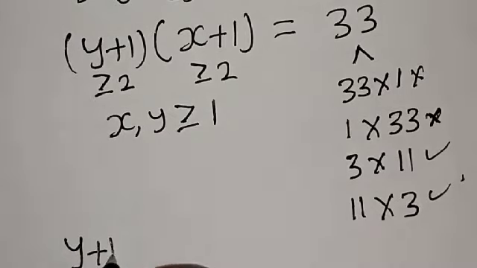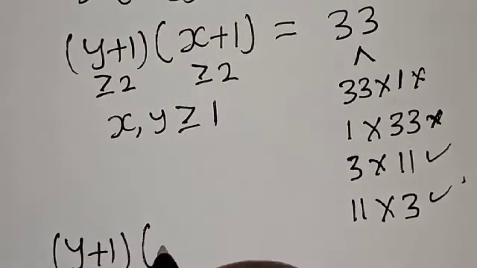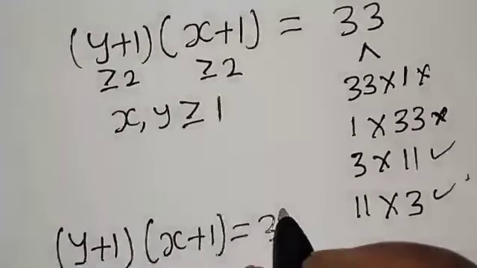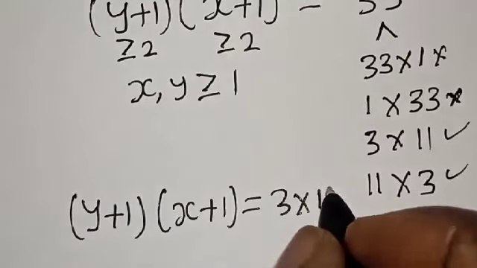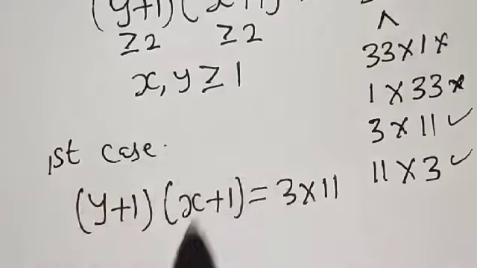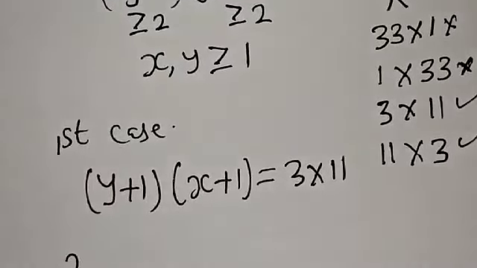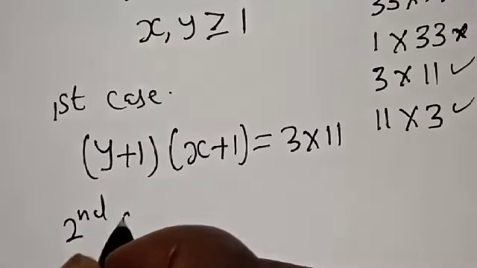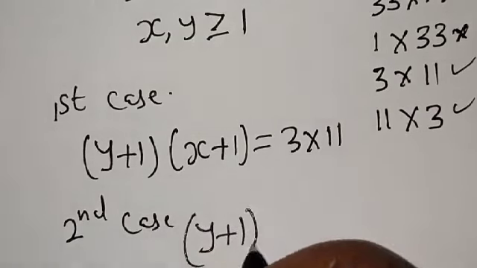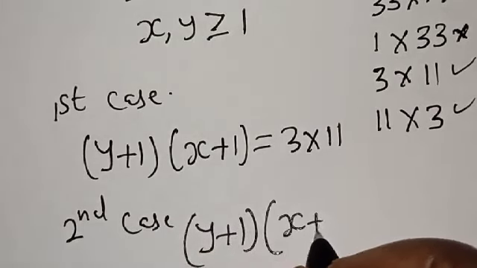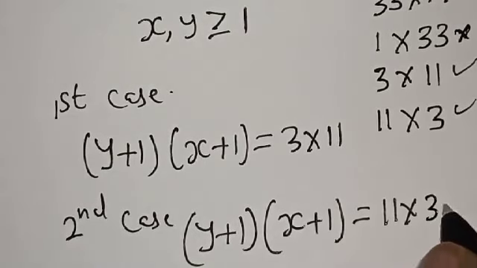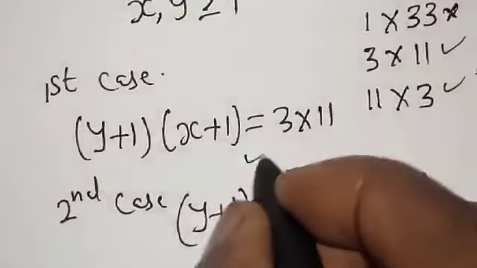Therefore, we have two cases here. Y plus 1 into x plus 1 is equal to 3 multiplied by 11. Let's call this the first case. Then in the second case, we have y plus 1 multiplied by x plus 1 is equal to 11 multiplied by 3. Now that is the second case. Let's operate with the first case.